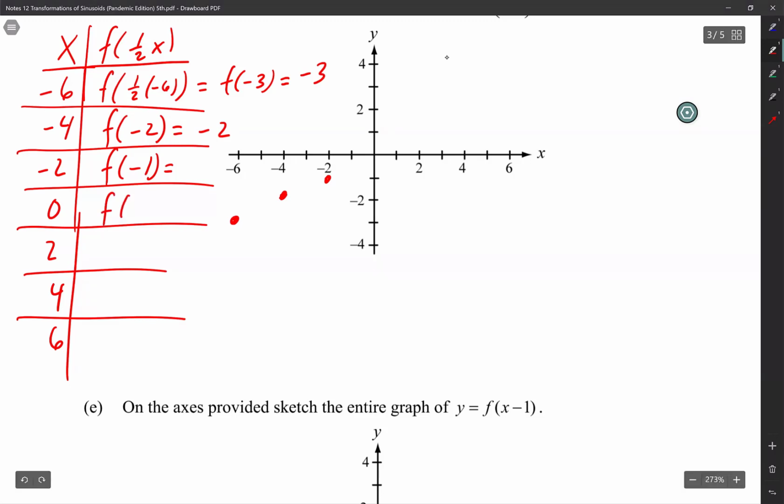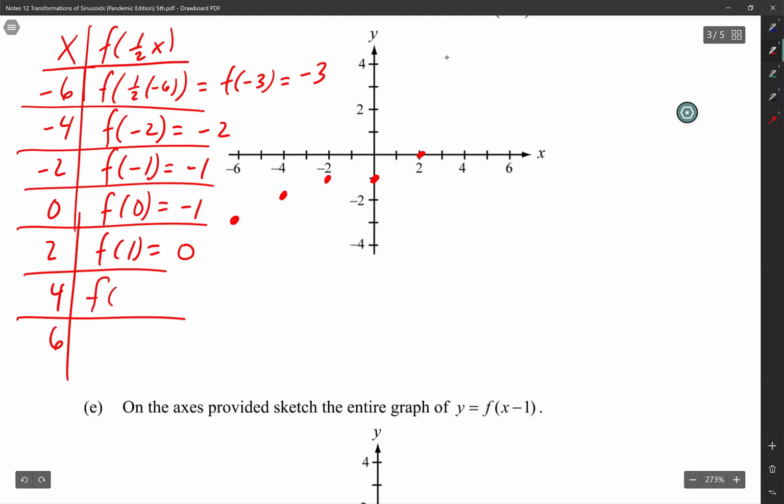Half of 0 is 0, and f of 0 is -1. I didn't put it in there. So 0, -1, put a point. Let me know if I make mistakes, guys, because I make mistakes all the time. Half of 2 is 1. F of 1, I believe, was 0. So 2, 0, point.